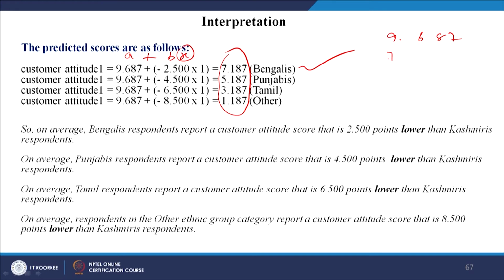9.687 minus 7.187. So, 0.05972, right. So, this is 5.187. So, all the time the reference category is 0. So, that is why when we compare we can say that this is 4.5 times, this is 6.5 times and this is 8.5 times.